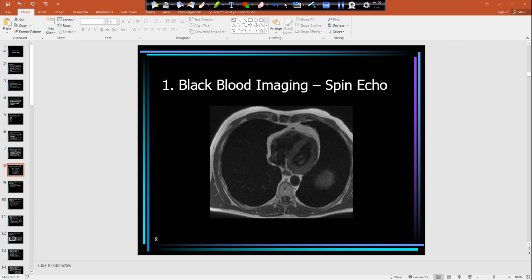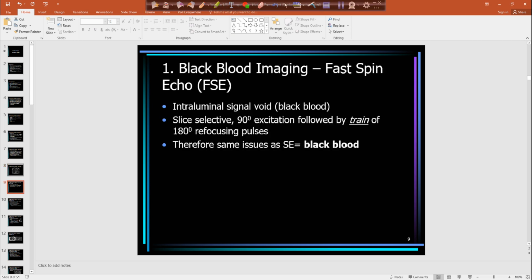But you can see here how you're able to see these vessel walls a lot better, right? Because they're higher in signal versus the blood that is dark. So is this morphology or hemodynamics? Morphology. Good. So intraluminal signal void, lumen signal increase.